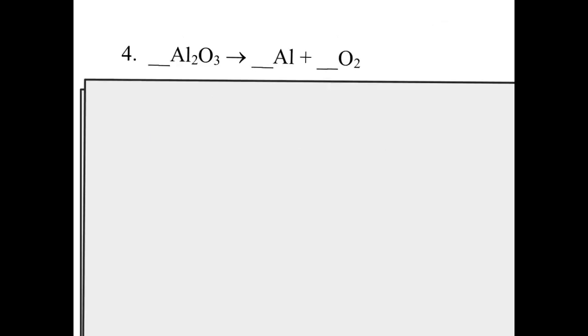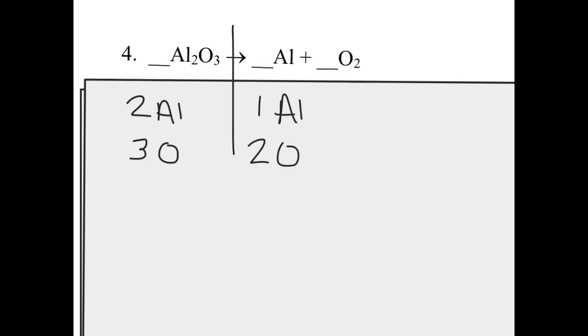All right, and let's try number 4 together too. So I'm going to split this in half. Remember, my left side of my arrow is my reactant side, and it looks like I have 2 aluminums and 3 oxygens. On my product side, I have 1 aluminum and 2 oxygens. Remember, these little numbers, the subscripts, tell you how many of each atom you have.